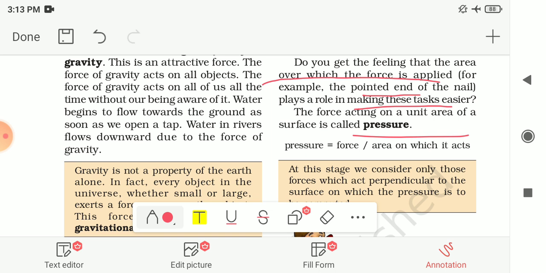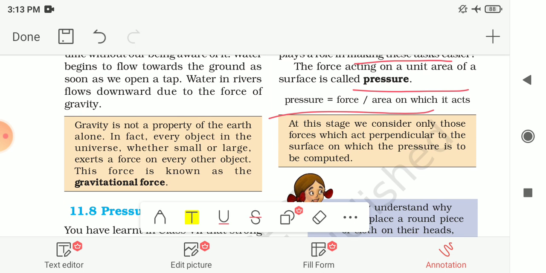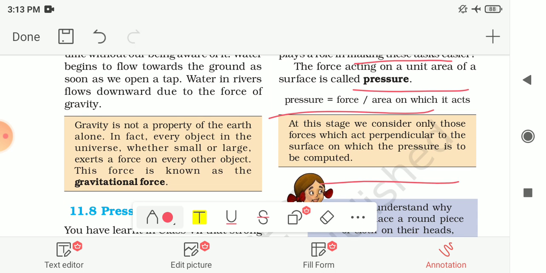So the force acting on a unit area of the surface is known as pressure, and here the formula for pressure is given to you: pressure is equal to force divided by the area on which it acts. So pressure equals force divided by area. At this stage we consider only those forces which act perpendicular to the surface on which the pressure is to be computed.